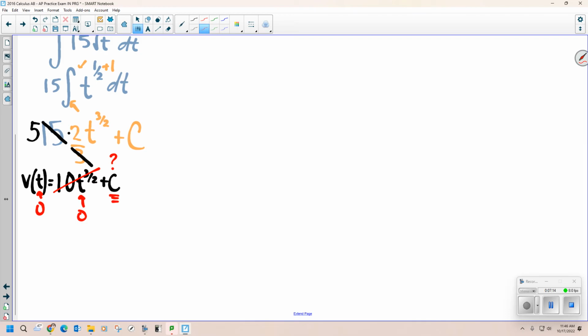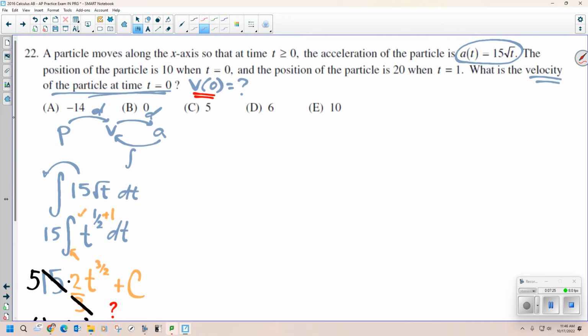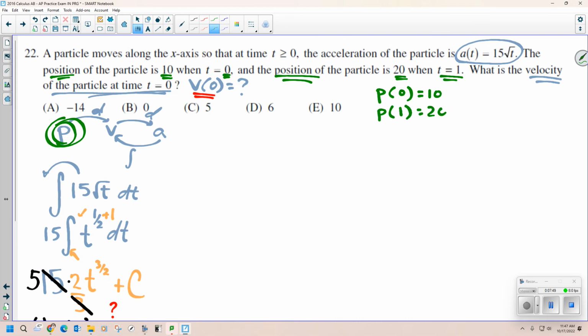But let's not get too far ahead of ourselves. Let's figure out what c is first. We'll plug the 0 in afterward and go from there. How can I figure out what c is? Well, the only thing they give me is to say position equals 10 at time 0, and position is 20 at time 1. So give me p of 0 is 10, and p of 1 is 20. It looks like I need the position formula to use those.